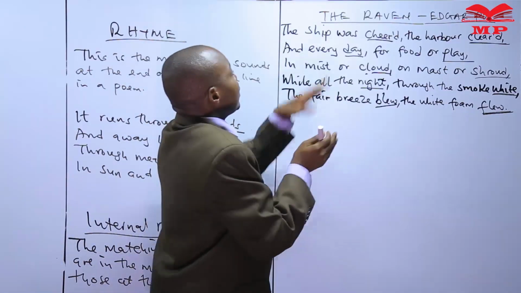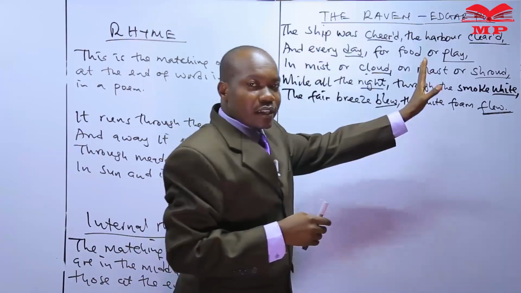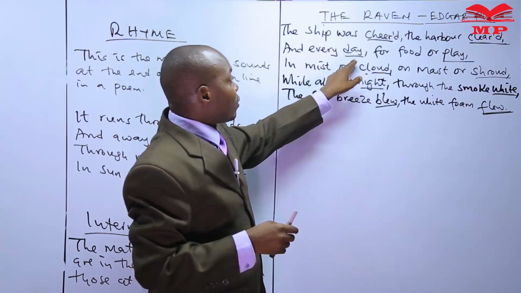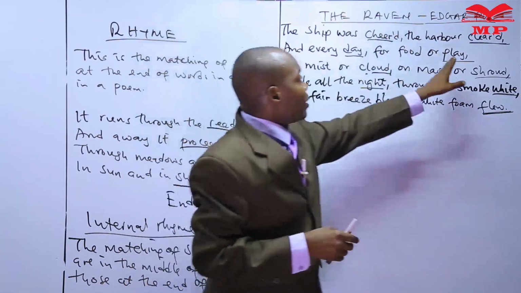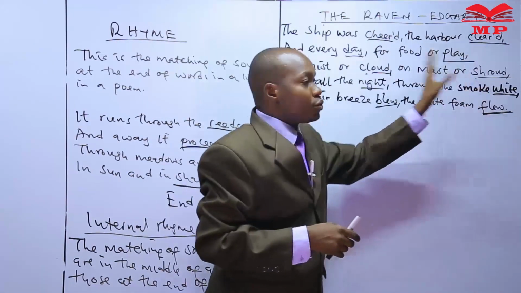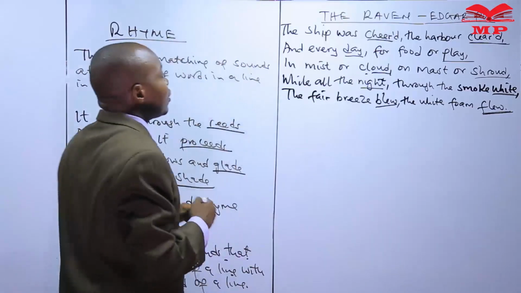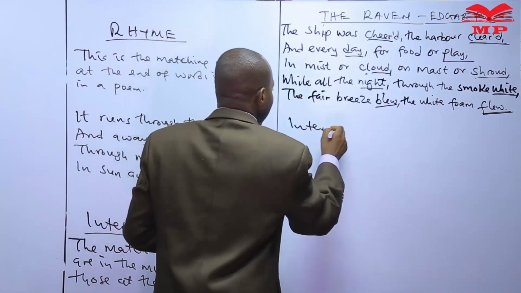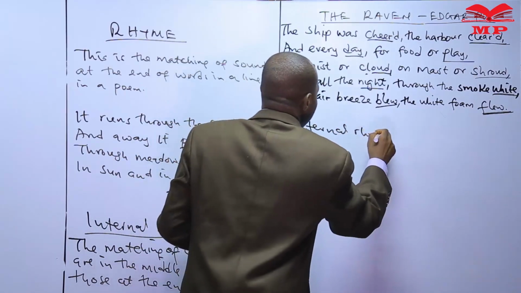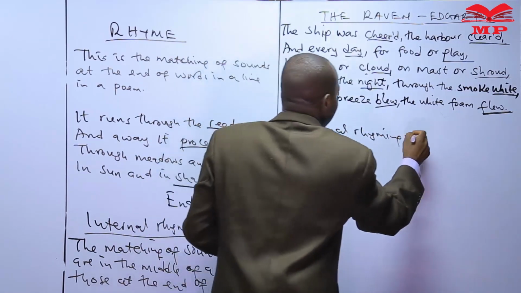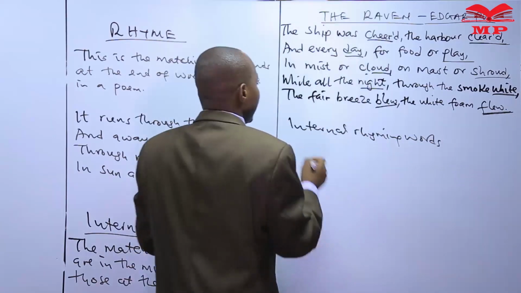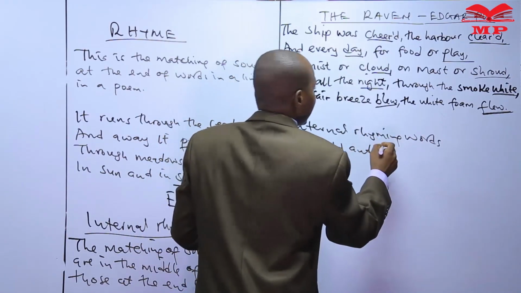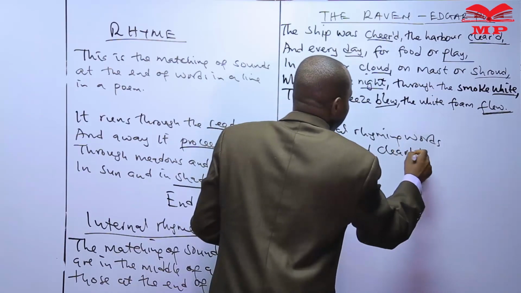So the words day and play rhyme. Only that day is somewhere in the middle of the line, and play comes at the end of the line. So we call this internal rhyme. So we shall say internal rhyming words, and they are cheered and cleared.